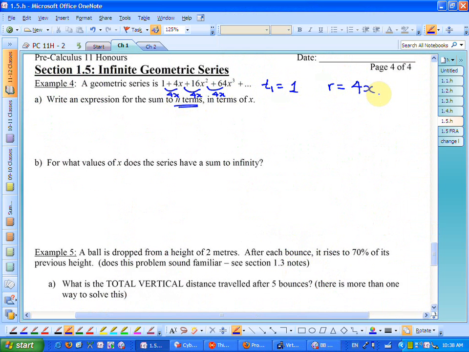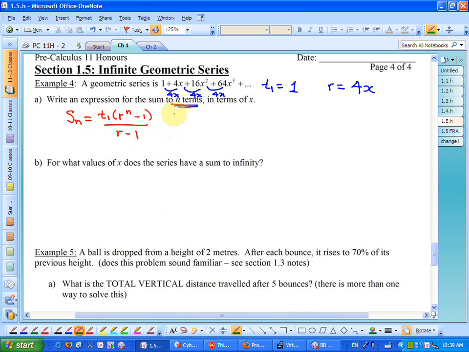Now, with this information, you should be able to write the expression for the sum. Let's quickly review that formula. S sub n equals T1 times r to the power n minus 1, over r minus 1. Now, notice I didn't use the infinite one, right? I used the regular sum formula from last day, okay? Because n is not infinity, so don't use the infinite formula.